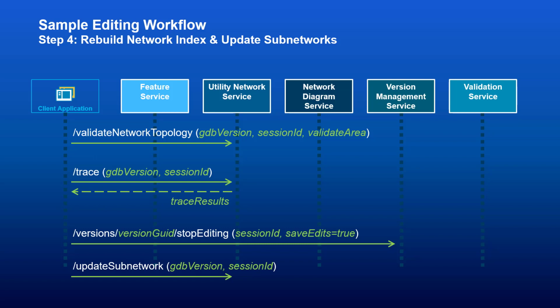Once you're done editing your data, the most important thing when you're dealing with a utility network is you need to make sure that your network index is up to date and basically clean. So for this, on the utility network service itself, there is an operation called validate network topology, which takes in the version, the session ID, and also a validate area that you want to use to rebuild that network index in this spot if required.